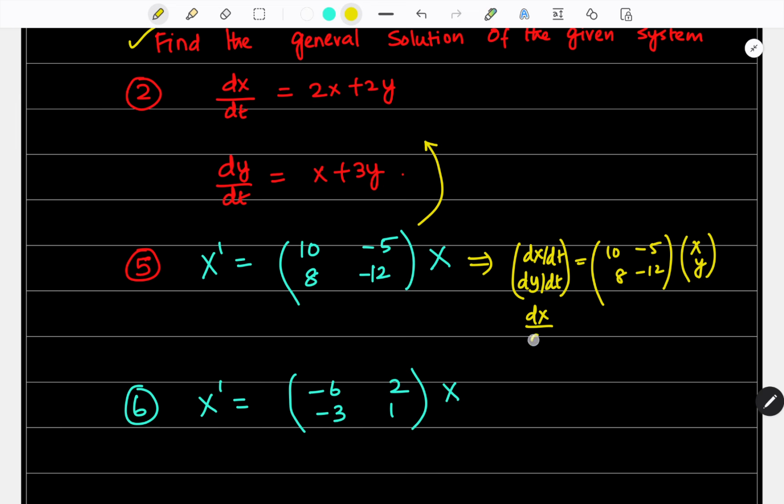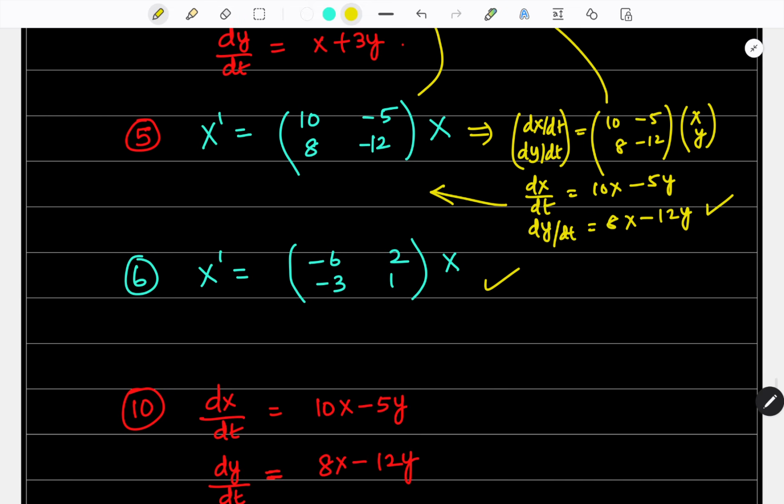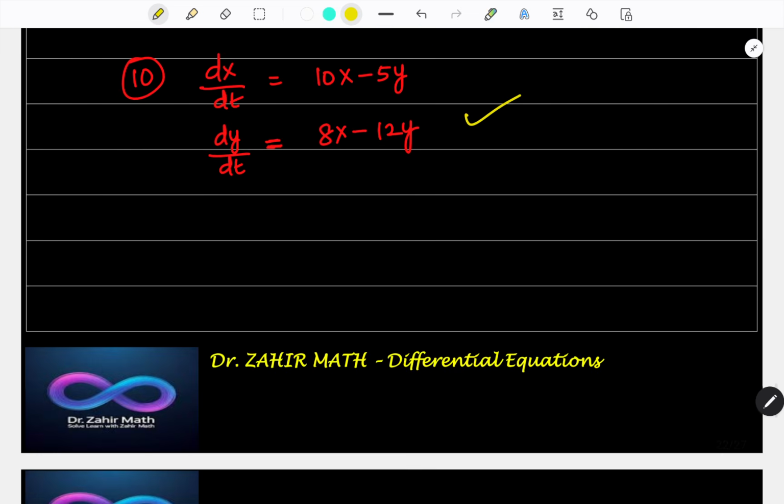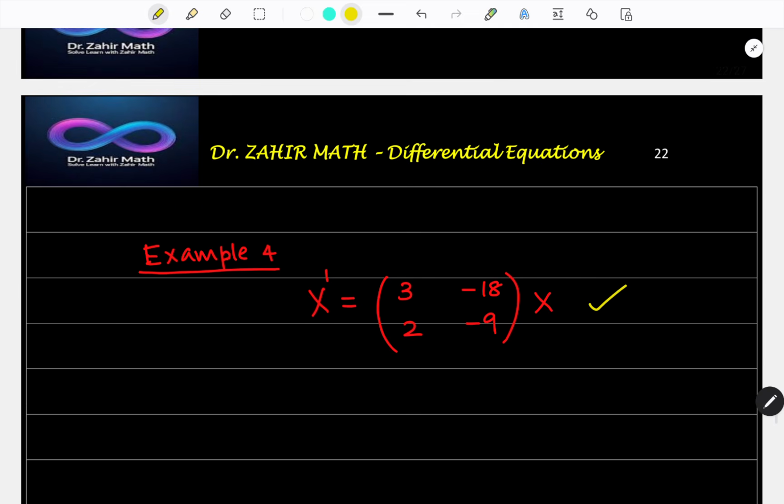So what is your equation? dx by dt equals 10x minus 5y, and dy by dt is equal to 8x minus 12y. So which is the same as this one. So you can also try this equation, which is also the same. So I gave you 4 questions. Please try. Not only 4, one more from the examples. I told you examples are very important. So please try these questions also.